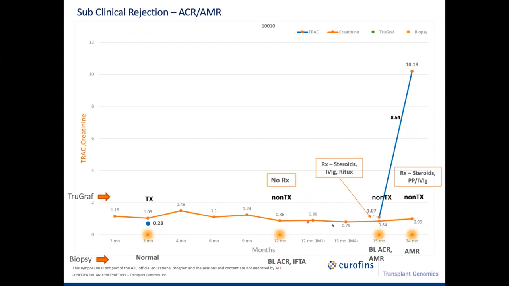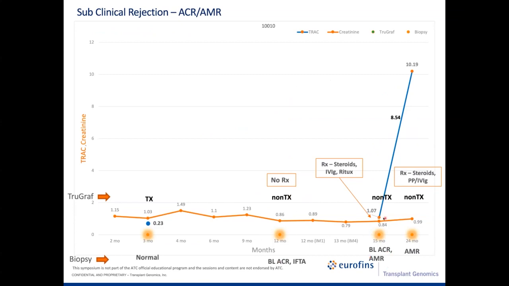Again, the patient has stable function. They go on with these intense monitoring visits a few weeks later, a month later, and then 3 months later, they have a persistent non-TX. Again, a biopsy is done, still showing borderline acute cellular rejection. Now the patient's developed de novo DSA and antibody-mediated rejection.